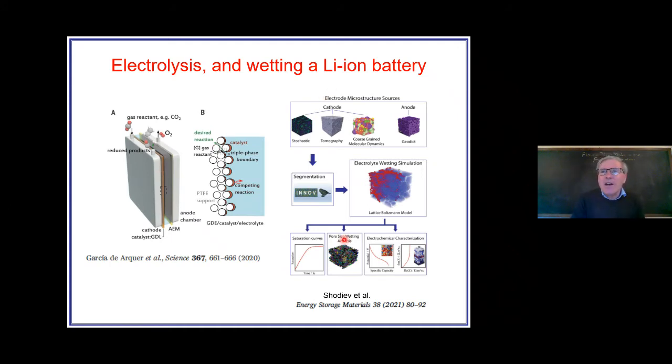If you have a lithium-ion battery, it's a slightly different problem. A lithium-ion battery has a liquid electrolyte and a solid scaffold. So again, it's a porous medium. What you want is, when you introduce the electrolyte, you want to have full saturation. If you leave any bubbles of gas, that obviously degrades the performance of the battery, and it also means that it lasts for less time.